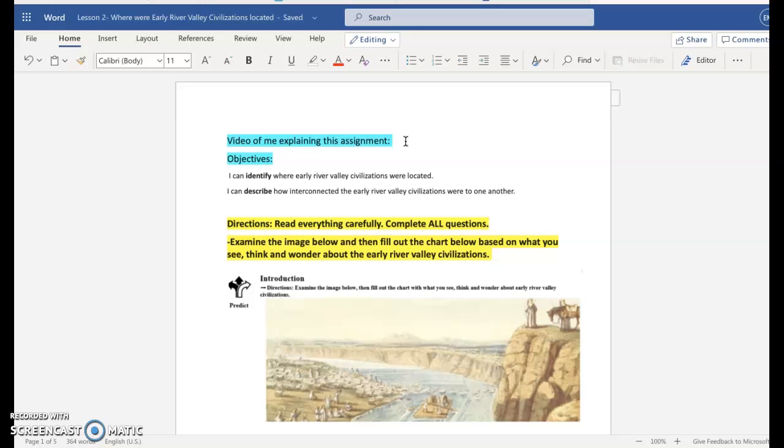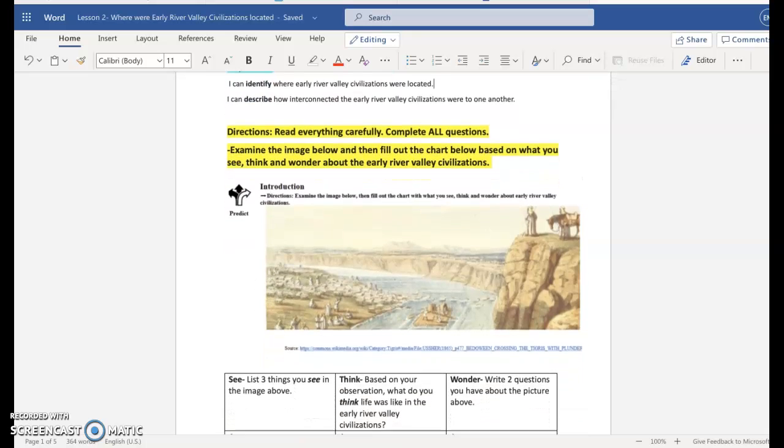This is lesson number 2, where were early river valley civilizations located? So your objectives, remember what you will be able to learn by the end of the lesson, is I can identify where early river valley civilizations were located, and I can describe how interconnected the early river valley civilizations were to one another. So what brought them all together? Okay, that's what that interconnected means.